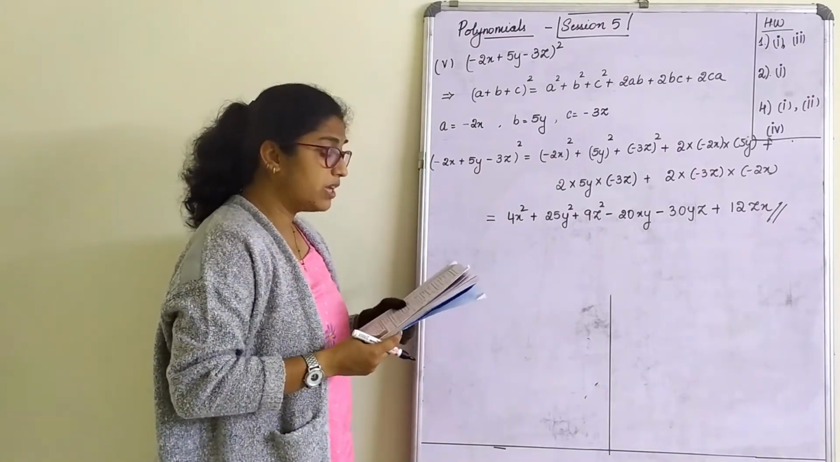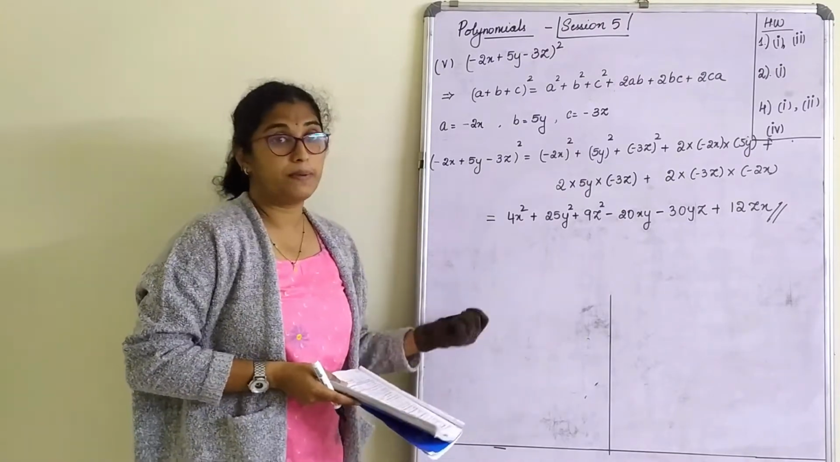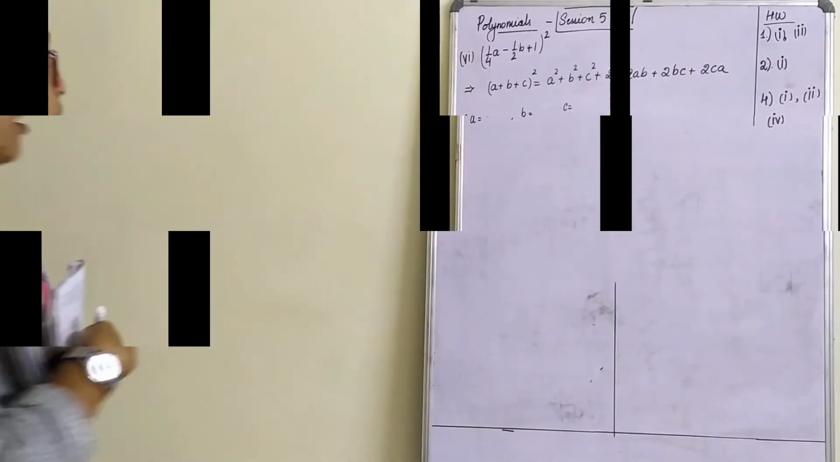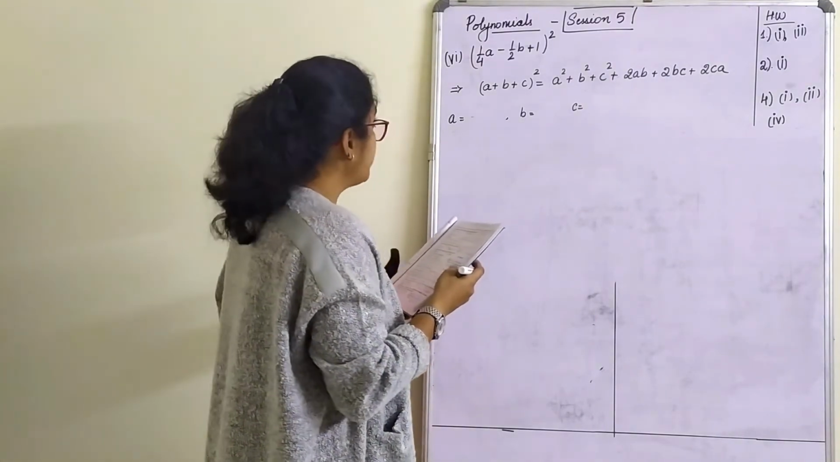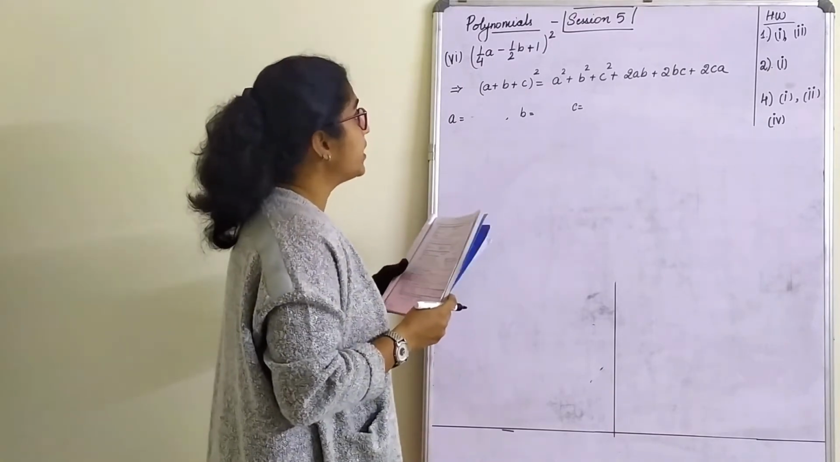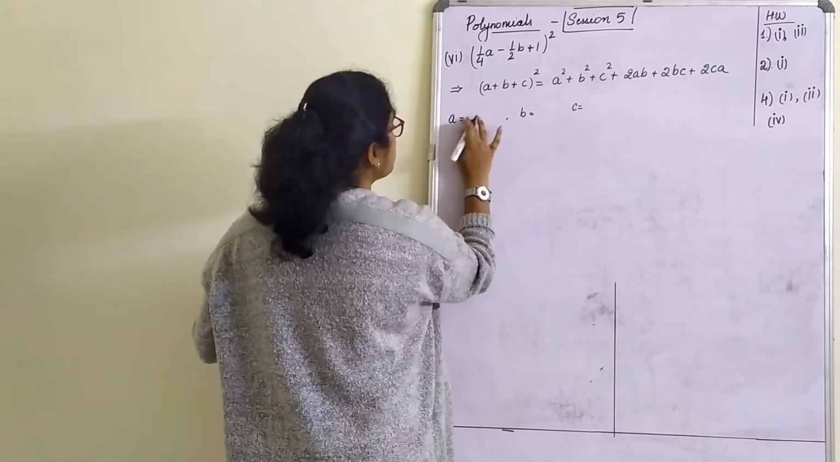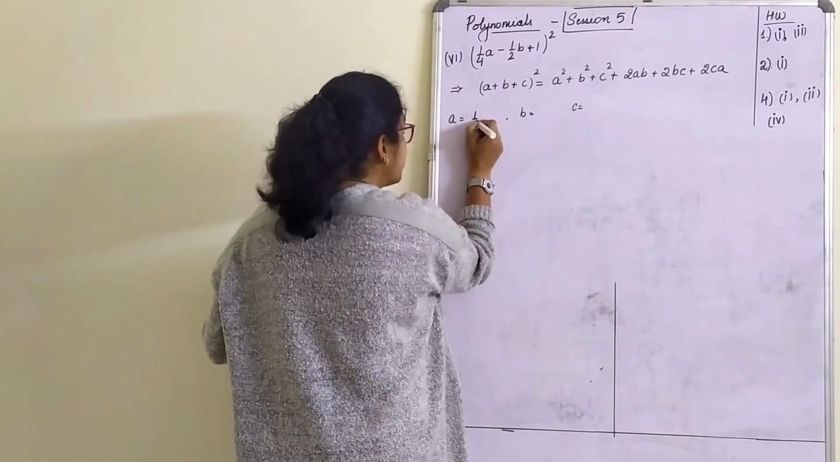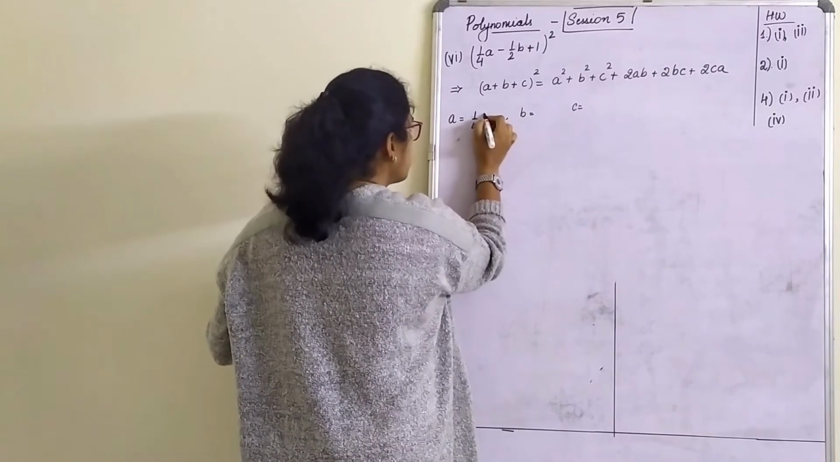We have a last one which is a fraction. So that fraction one also I will be doing it. Copy this down. So in the fourth main, the fourth sub part we will do 1 by 4a minus 1 by 2b plus 1 whole square. A plus b plus c whole square. So what is a here? Be very careful. A itself is 1 by 4a. Do not miss that a part.